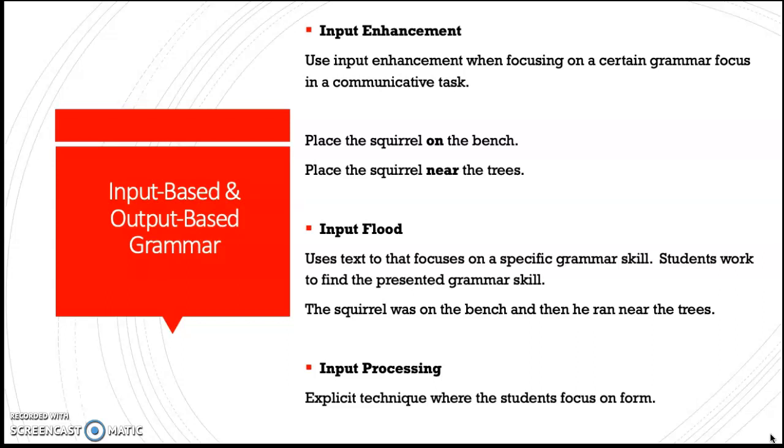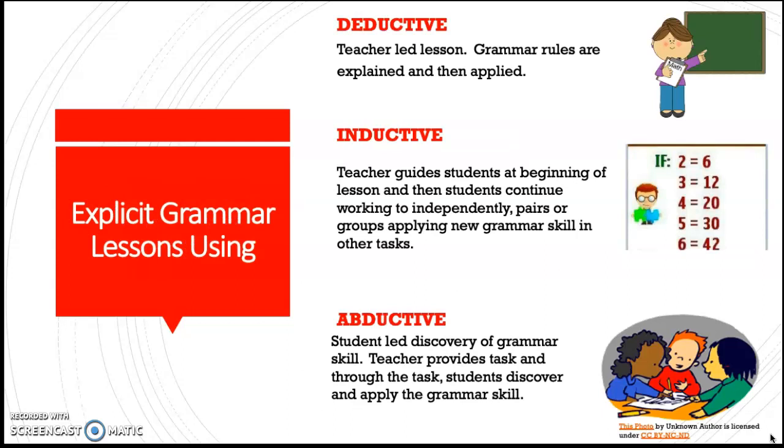Input processing. Input processing is more of an explicit way to teach grammar. Authentic texts are used to help make the connections between the meaning and the form. Explicit grammar lessons using deductive, inductive, and abductive approaches. Forms of grammar can be taught through deductive, inductive, and abductive approaches.